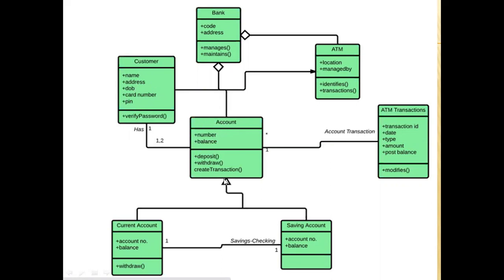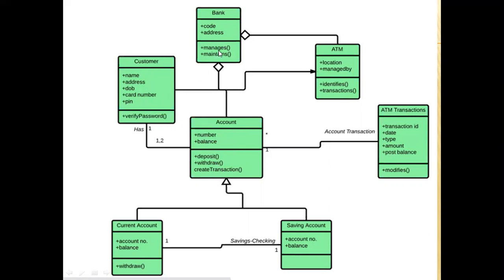The account is another object. There is some relation between customer and account. The customer is one object, and account is another object. The account has some properties, that is account number and balance, and it performs some operations, that is deposit, withdraw, and create transaction. So the bank system has objects: bank, customer, and account.